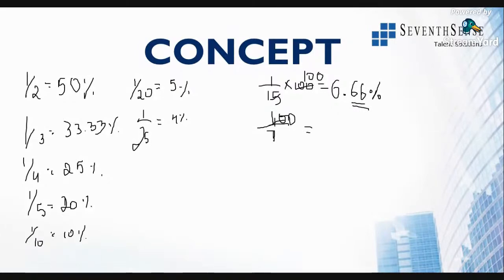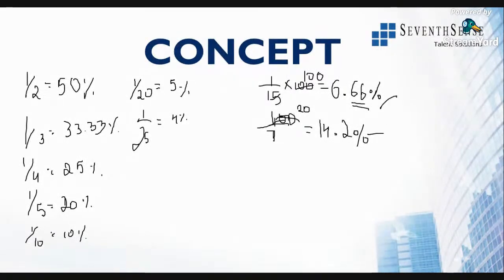So what will you do? Out of 100, how many 7 parts are there? We know 14 into 7 is 98, right? So 14 parts, remainder is 2. If you take decimal, it will become 20. Now in 20, how many 7 parts are there? 7 2s are 14, remainder is 6. Do not worry about the next value, just keep it as it is. So it is just about 14.2% value. So this is recurring.